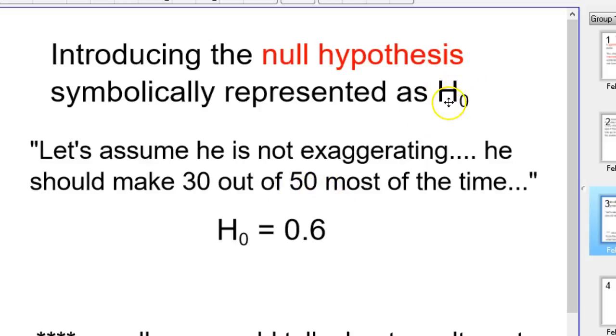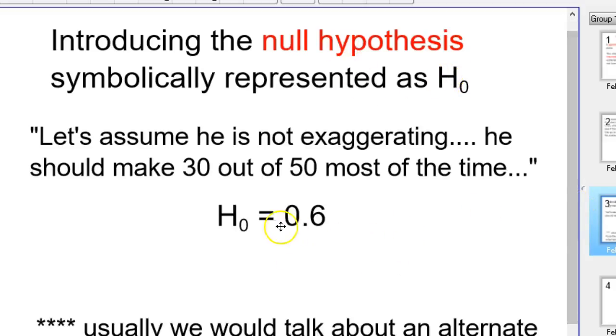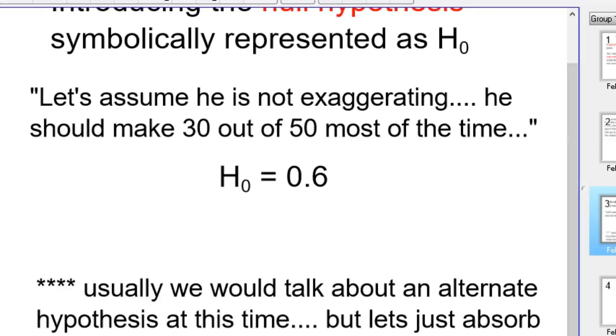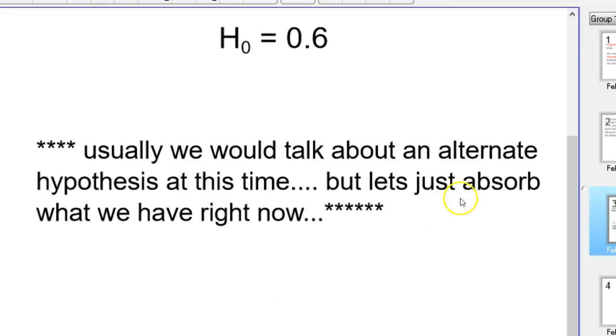This null hypothesis is always represented with an H and a subscripted 0, which stands for initial hypothesis, null hypothesis. And this is the symbolic representation for it: H sub 0 equals 0.6. Usually right now we would talk about an alternative hypothesis, but let's just absorb what we have.